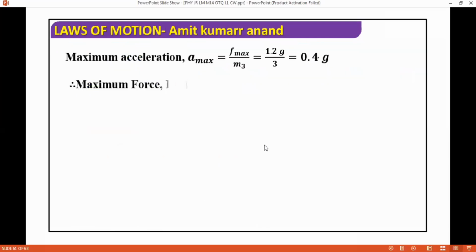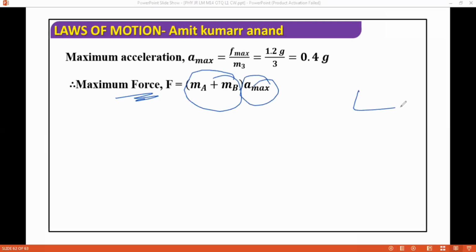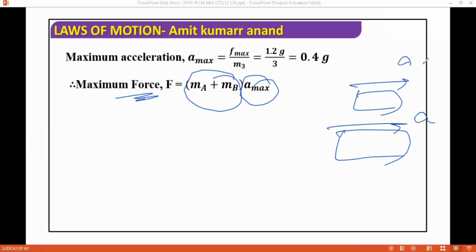So from here, we can get the maximum acceleration. Yes or no? And once we get the acceleration, we'll get the maximum force as mass into acceleration, because the acceleration will be the same for both blocks. Do you agree? Acceleration will be the same for both blocks. Then only both blocks will go together. So both blocks will go together only when the acceleration of both blocks is the same. That's why I'm using these concepts.